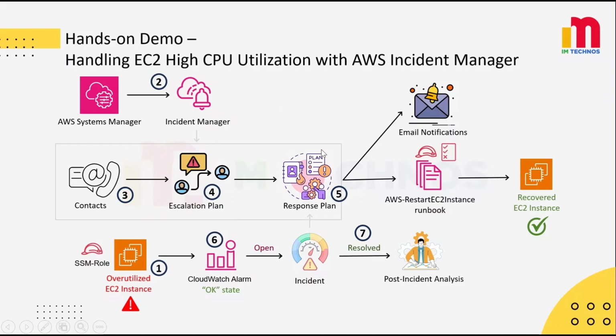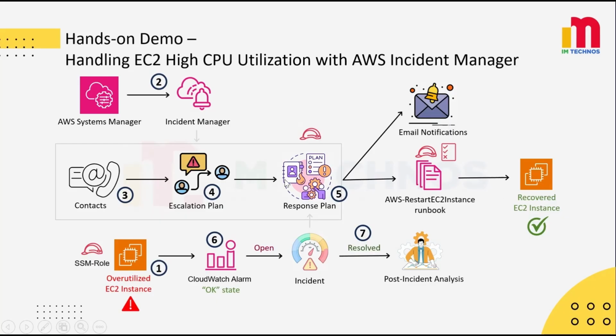We also need to create another role that allows incident manager to start the runbook workflow whenever an incident is triggered. So it works like this. The incident manager service role gives permissions to start the runbook workflow when the incident is triggered. And the automation assume role gives permissions to the runbook itself to restart the instance.